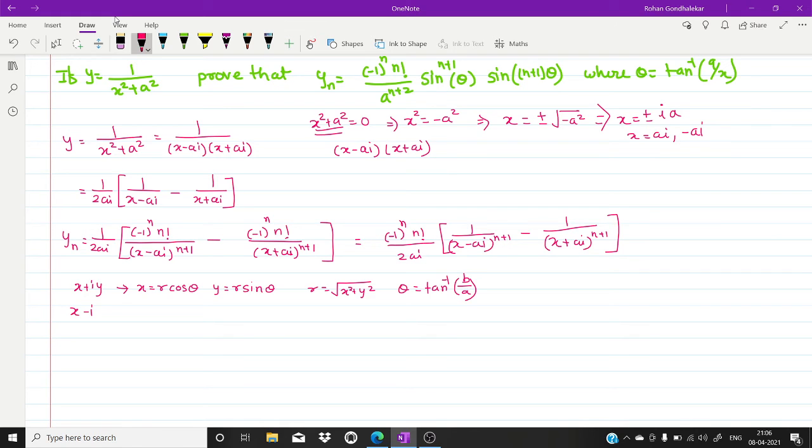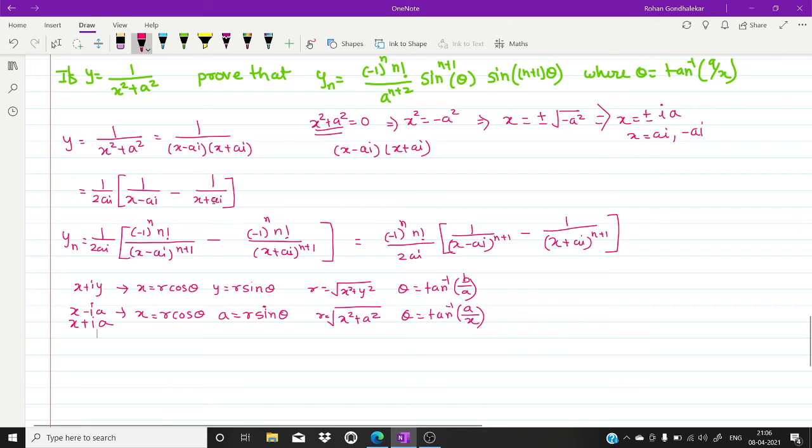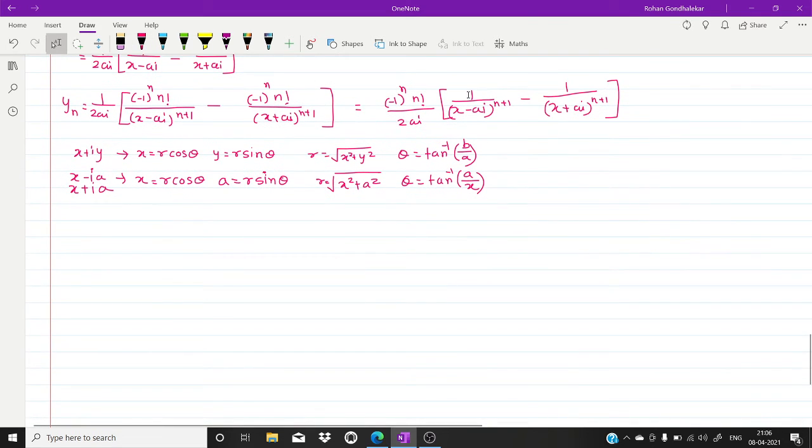Here the term is x minus ai, or x minus i into a. So it can be written as x is equal to r cos theta and a is equal to r sin theta. That's very important. So your r is equal to the square root of x square plus a square and theta will be tan inverse of b, that is a, and a is nothing but x here. This is the same for x plus ai also. Hence I try to get these terms separately.